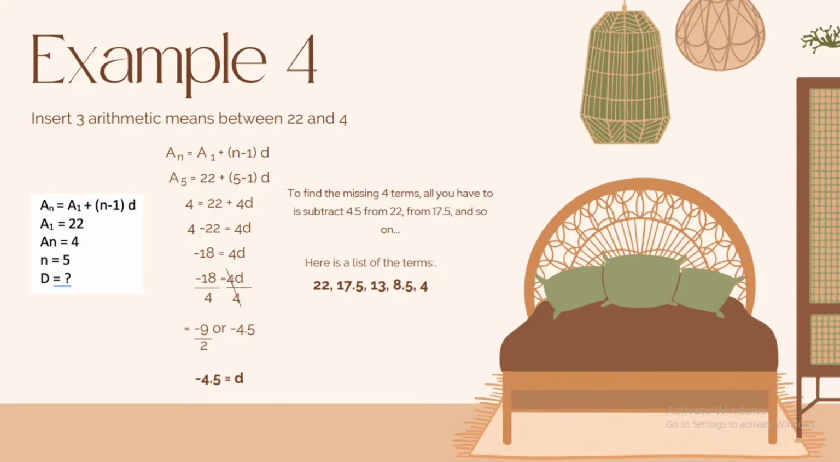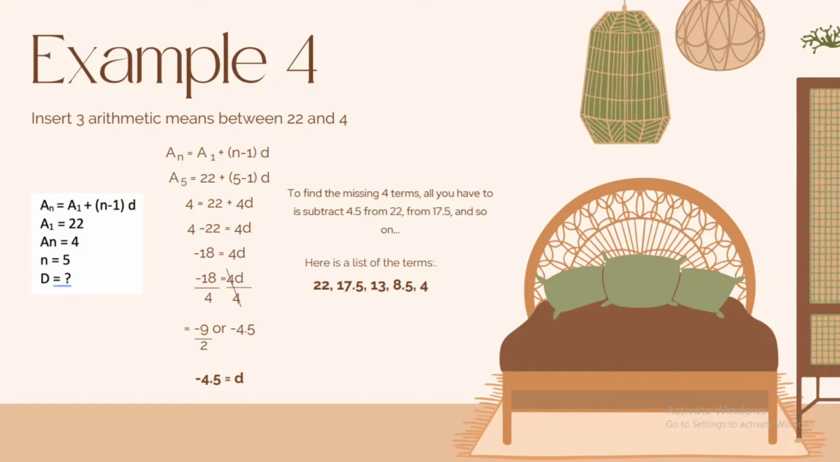Negative 18 over 4 is equal to 4d over 4. Let's divide to get our common difference. Negative 18 over 4 is equal to negative 9 over 2, or negative 4.5 in decimal form. 4d over 4, let's cancel 4, we have d. Therefore, our difference is negative 9 over 2 or negative 4.5.